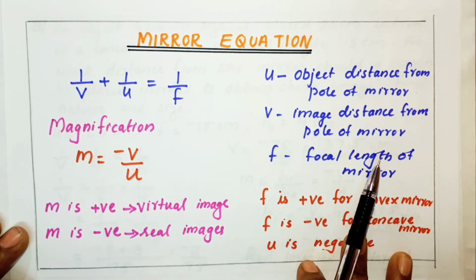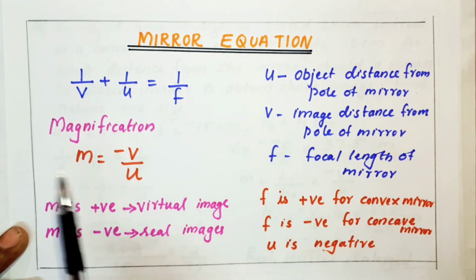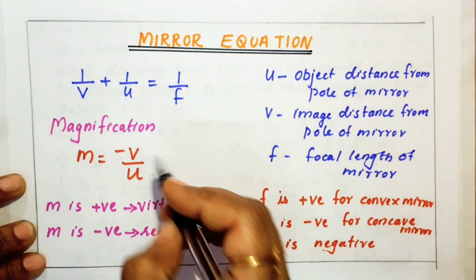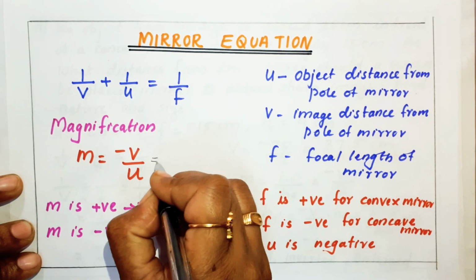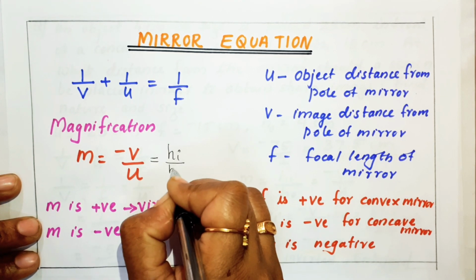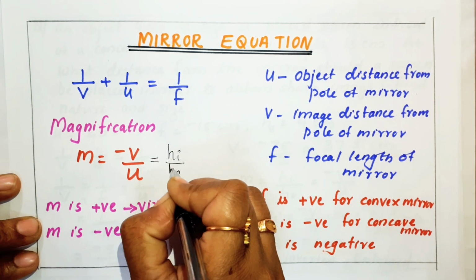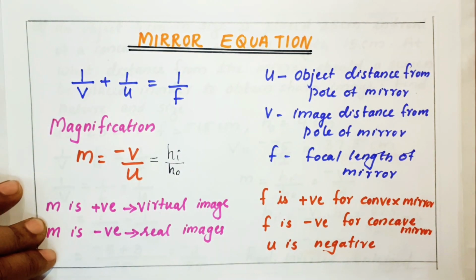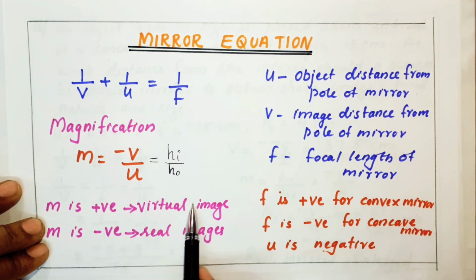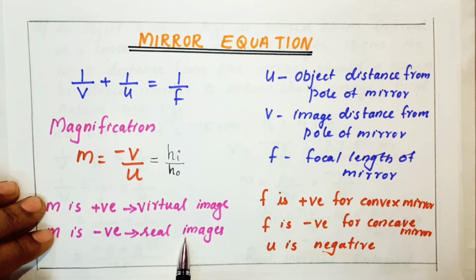Then we told about enlarged image, same-sized image and all. With that we can explain a term called magnification. Magnification of the mirror, M equals minus V by U. It can also be written as HI by HO. What is HI by HO? Height of the image by height of the object. Minus V by U is also equivalent to HI by HO. And if you are getting a positive sign, it is a virtual image. If you are getting a negative sign, it is a real image.